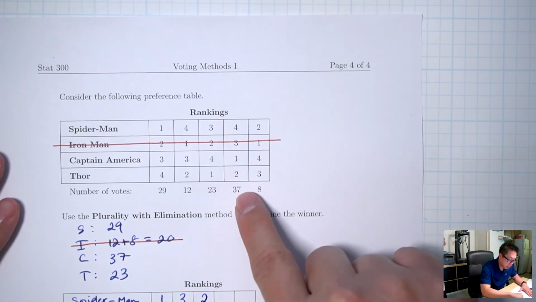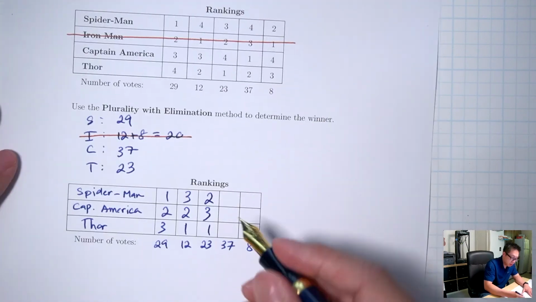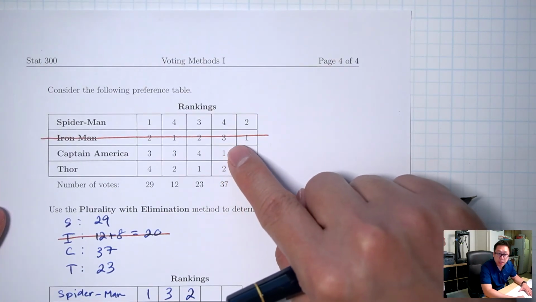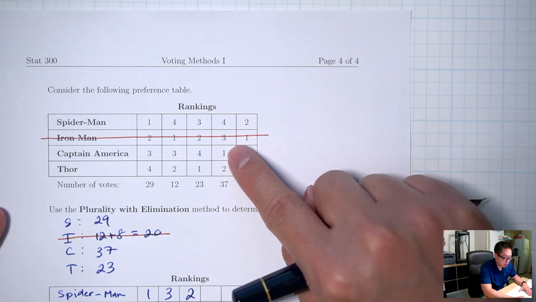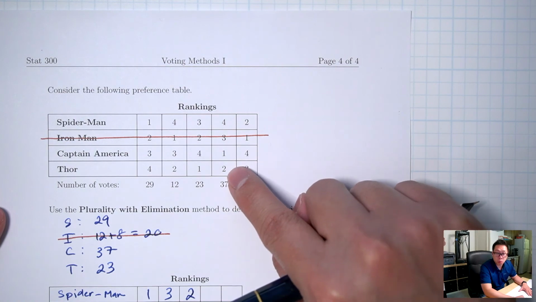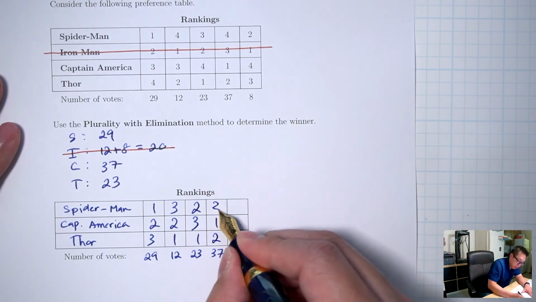37 people. So these 37, they like Captain America most. So Captain America will get 1. After Captain America, who's next? Thor or Spider-Man? They like Thor more. So Thor will be next up at 2, which means Spider-Man will be 3.